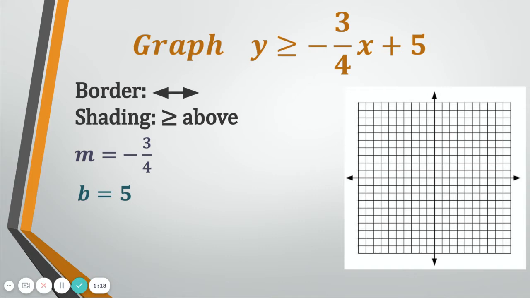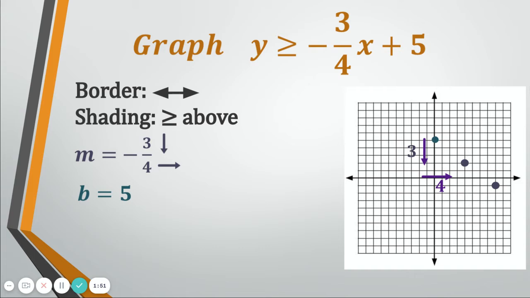To graph this, I always start with the y-intercept, which is 5. So on the y-axis, I go to 5 and plot my first point. Since it is negative 3/4, the negative tells me that my top number goes down 3 times from the y-intercept. Then the bottom number, the denominator, will always go right, and I'm going to go right 4 times. So once I go down 3 times and right 4 times from the y-intercept, I find my next point.